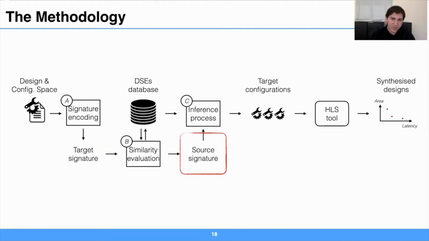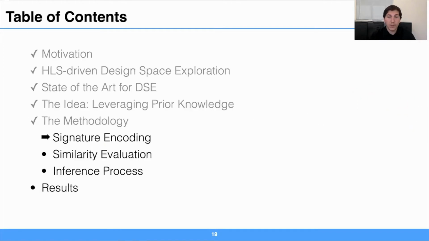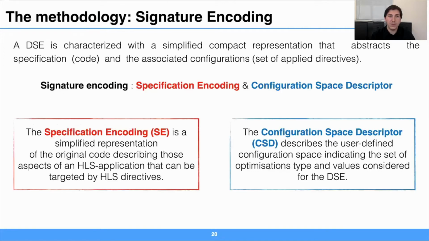This source is given as input to the inference process that looks again into the database and retrieves the Pareto optimal configurations from the source application. Those configurations are then mapped into valid configurations for the target application, and those are given as input to the HLS tools, which synthesize them and retrieve the corresponding area and latency values. Now let's look at the different steps of our methodology one by one. So let's start from the signature encoding.